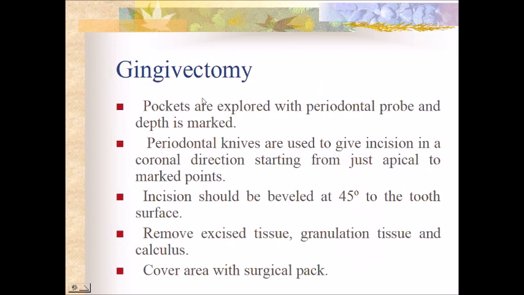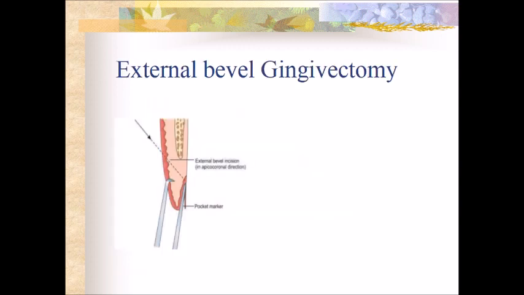Step by step, the pockets are explored with a periodontal probe and the depth is marked. A periodontal knife is used to give an incision in the coronal direction, starting from just apical to the marked point. The incision should be beveled at 45 degrees to the tooth surface. Removal of excised tissue, granulation tissue and calculus is done, and the area is covered with a surgical pack.